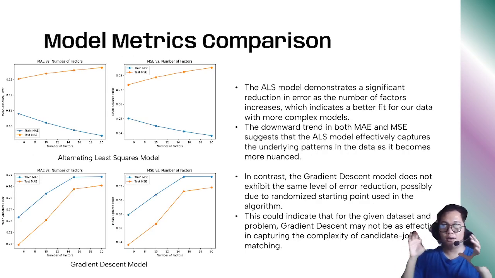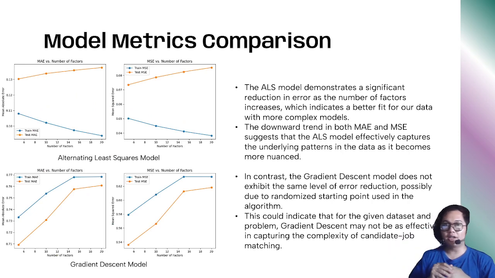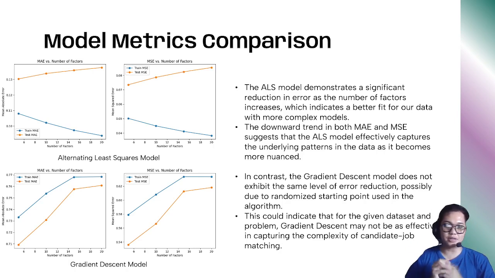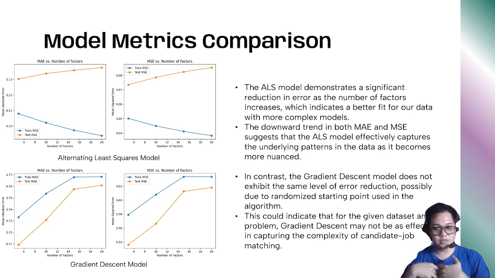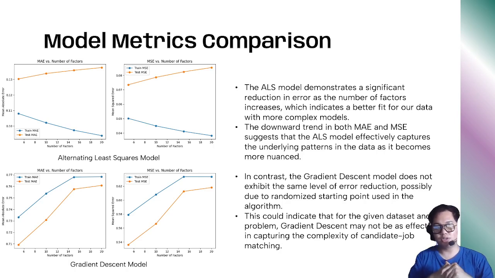This is what we have been talking about, the metrics that we see here. As for the model metrics, the ALS demonstrates a significant reduction in error as the number of factors increases, which indicates a better fit for our data with more complex models. And the downward trends in both MAE and MSE suggest that the ALS model effectively approaches the underlying patterns of the data as it becomes more nuanced.